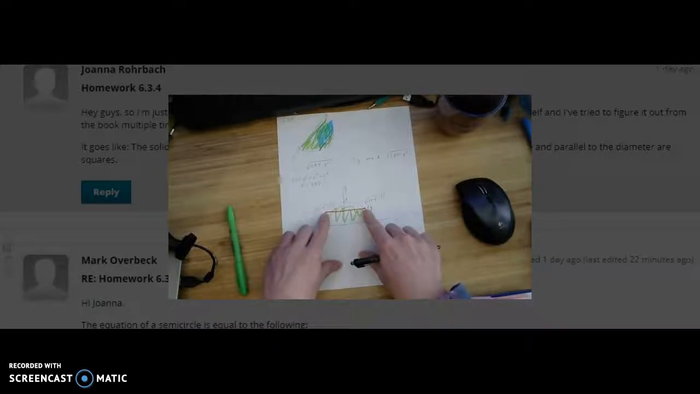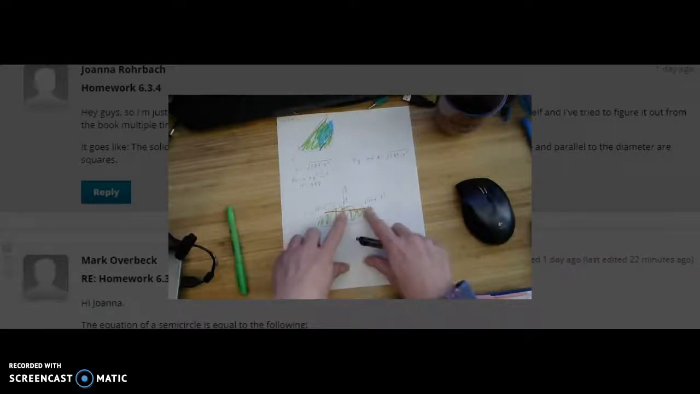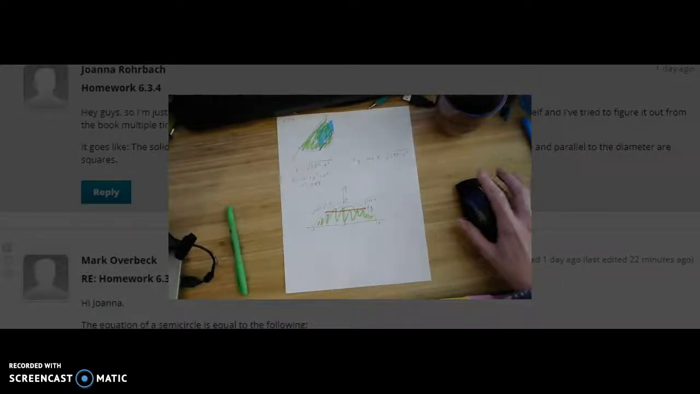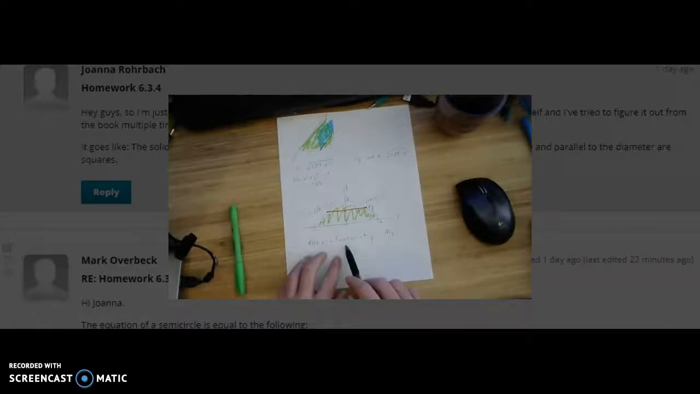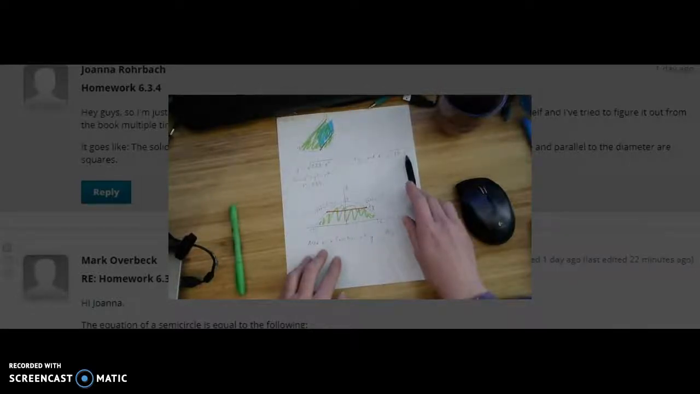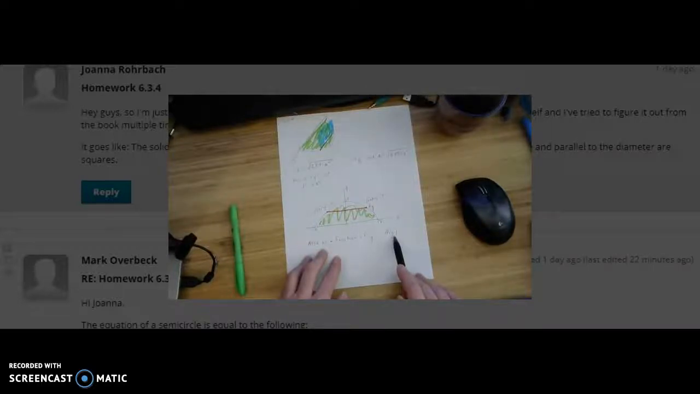It's a square, and because it's centered on the origin, this distance and this distance are the same, which means I can just look at this half and double it. So that's what I'm going to do. I need to write the area of the square as a function of y. Since I've decided the differential is dy, I need to have y in the equation.